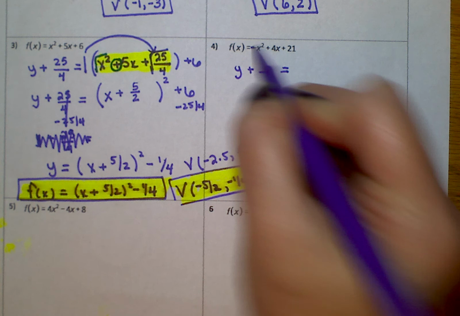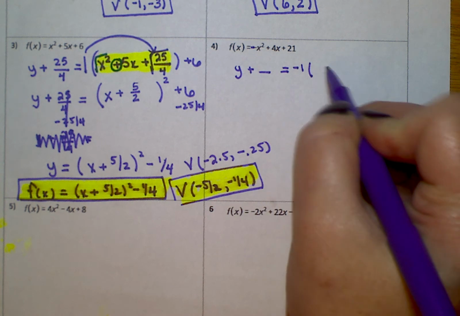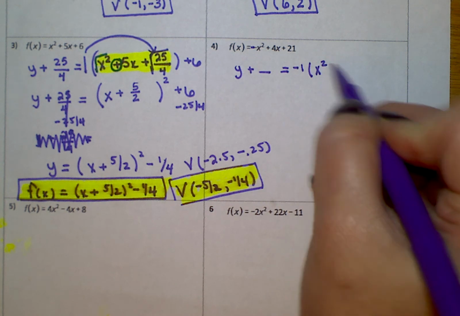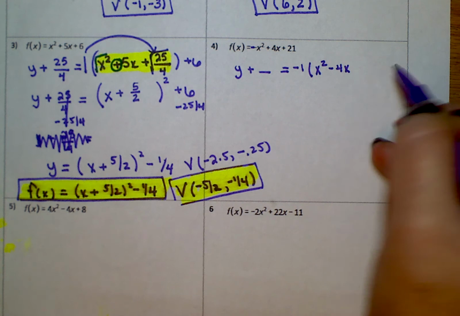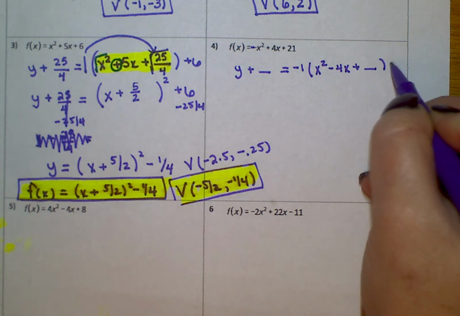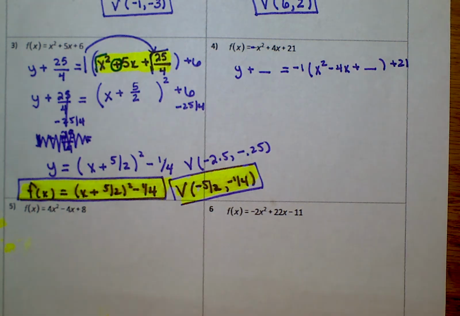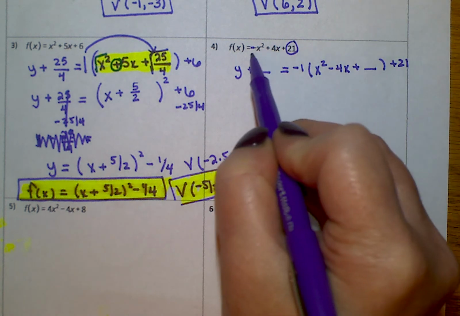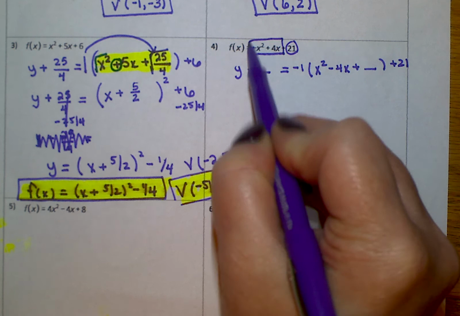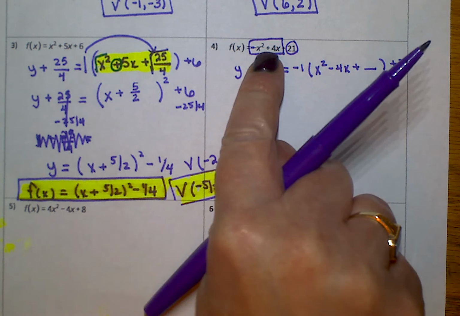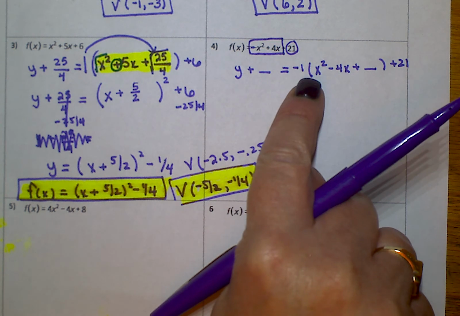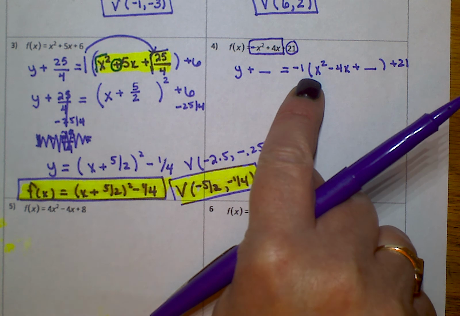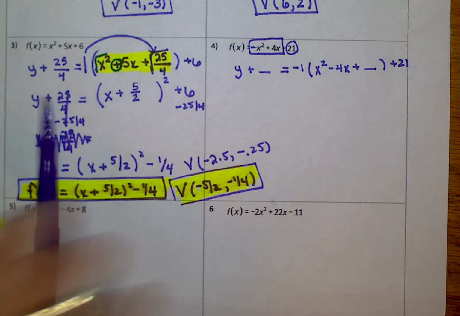Now, I'm noticing there's a negative there, so I need to take out the -1. So it's going to change both of those signs. Remember, don't touch that 21 right there. So you're taking out the number in front of your x squared. You're taking out that -1. And when you divide those by -1, it's going to change both of their signs.